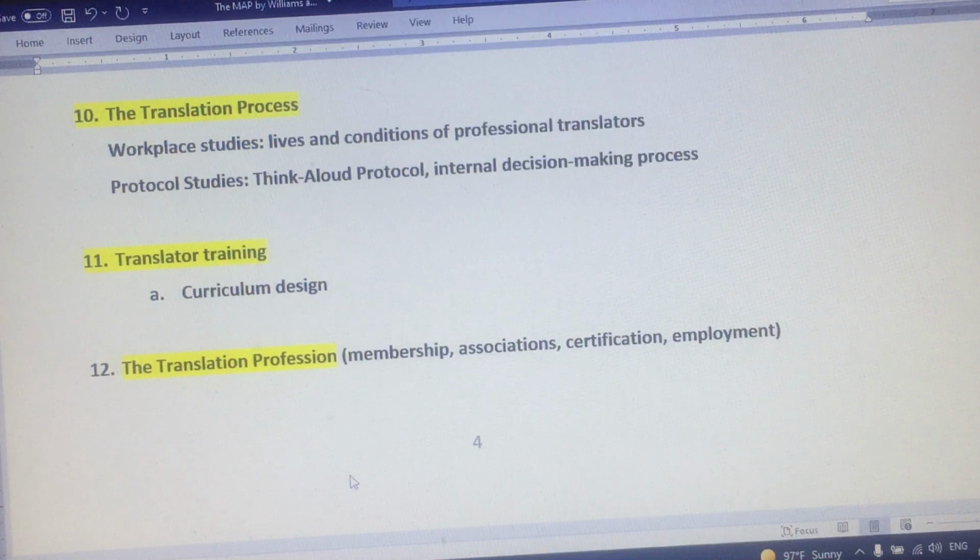Or you can also look at another area in translation research, and that is the last one, according to Andrew Chesterman and his colleague, which is the translation profession, i.e. you investigate membership, associations, certification, and employment. And that is another form that you can actually look at as an area which is related to research in translation studies.